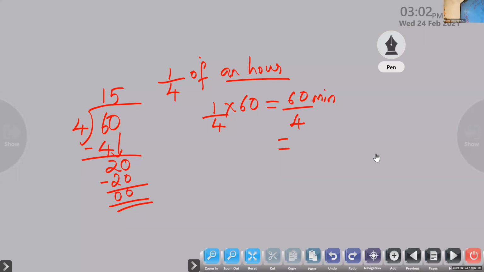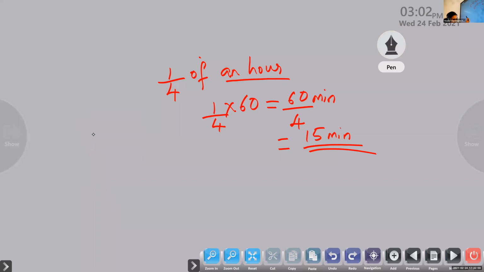Yes, ma'am. So question number 6, Gurujit. 1/5 of a kilogram. Others, please mute your audio. Yes. Question number 6. All the children write in your rough book. 1/5 of a kilogram.